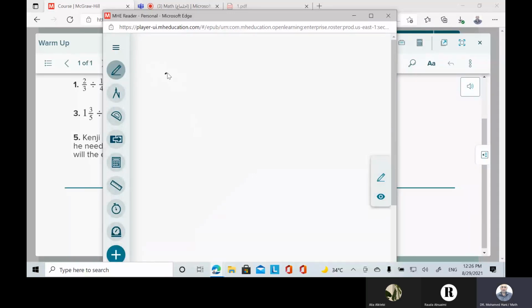Now we have 3 and 5 over 6 divided by 1 and 1 over 3. Right. I want all of you to try to solve it. The first step, change from mixed number to the fraction, then do divide. Start, please.